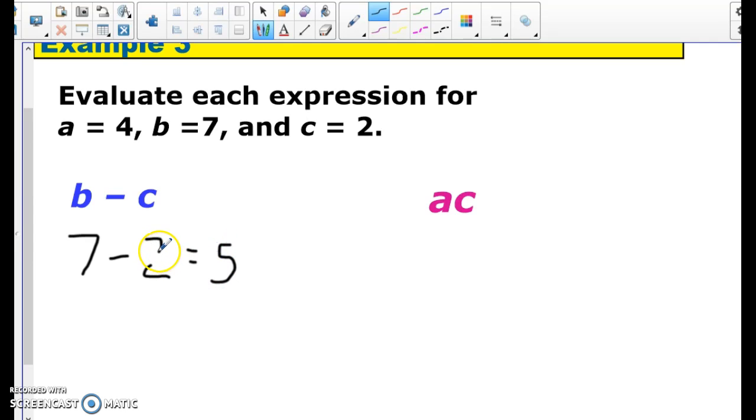This one says ac. Remember, when two variables or numbers are next to each other, that means multiplication. So this means a times c. A, it shows me up here, is 4, and c is 2. So 2 times 4 will give me 8.